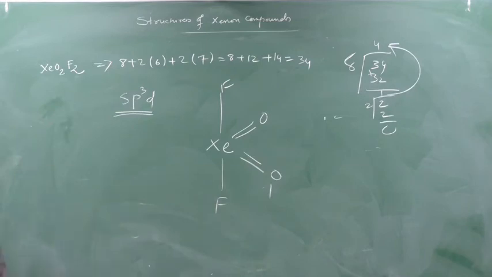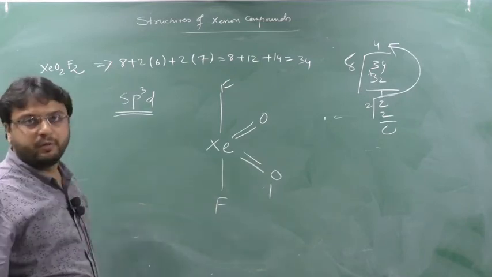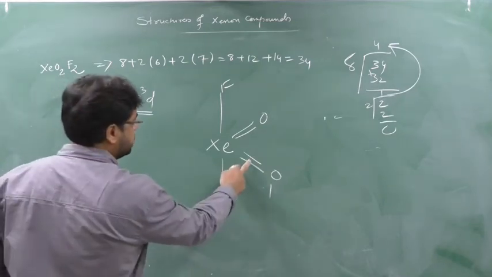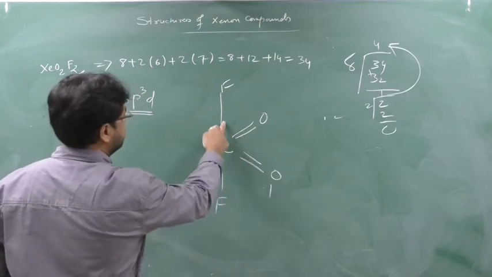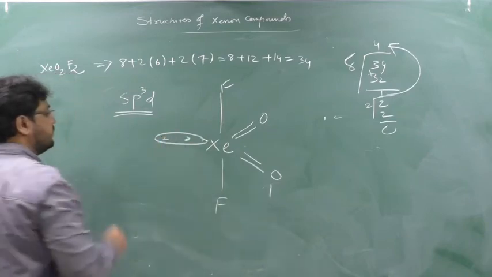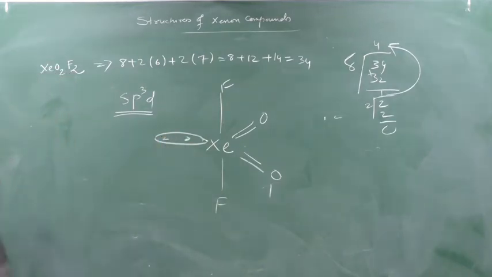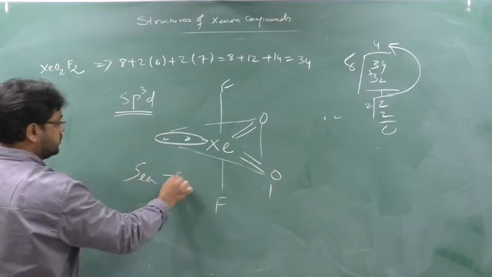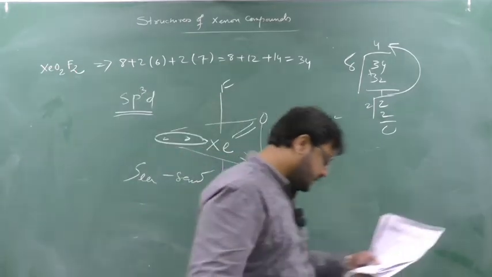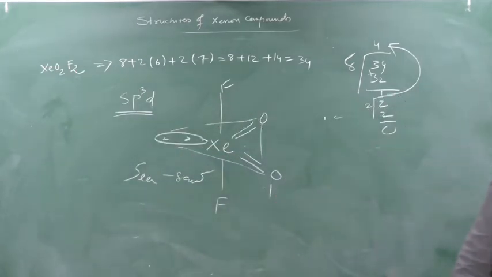And xenon's outermost orbit should have how many electrons? 8 electrons. So 1, 2, 3, 4, 5, 6, 7, 8. So one lone pair will come behind. So this shape is nothing but which kind of shape? Seesaw shape. Remember, it's a seesaw shape. Everything is given in the book. You can remember this shape.